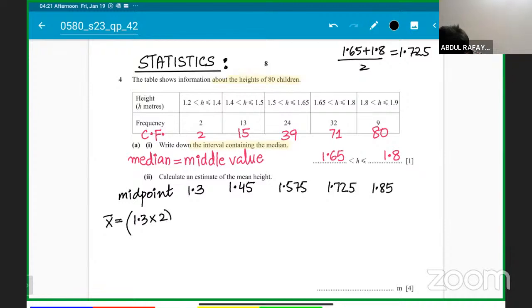And then the mean will come in, sir. 1.3 multiplied by the frequency, 1.45 multiplied by the frequency, 1.575 multiplied by the frequency, 1.725 multiplied by the frequency.